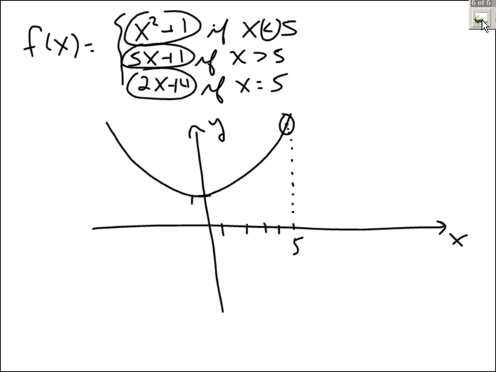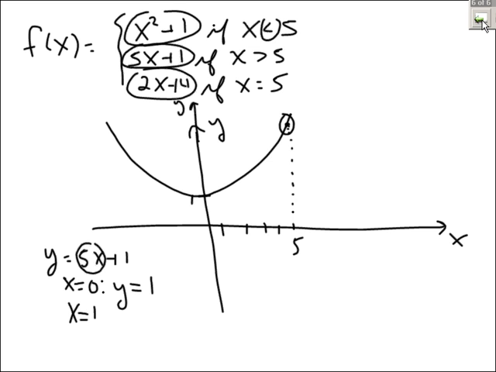Now the next graph, 5x plus 1. Well, if x is 0, remember, another name for f of x is y. If x is 0, 5 times 0 is 0, plus 1 is 1. If x is 5, then y is going to be 5 times 5, or 25, plus 1 is 26. That's where 26 is going to be. So I have 2 points.